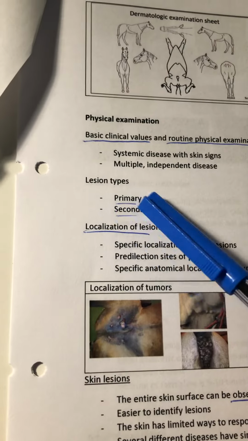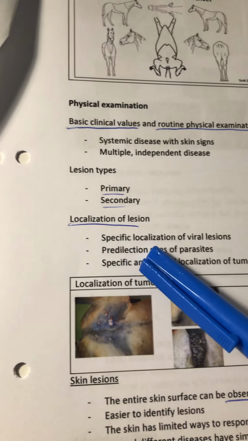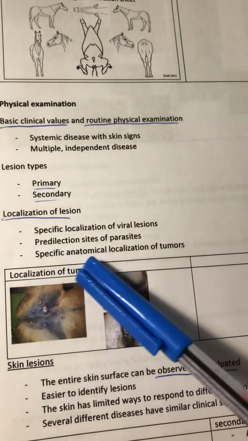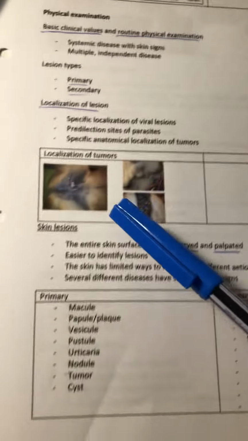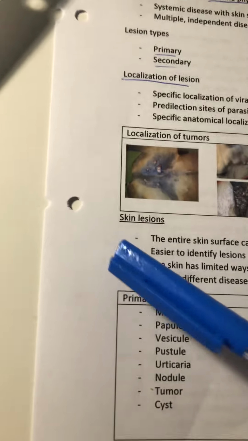So the physical examination: you get your basic clinical values and do the routine physical examination. And the lesion types, you have primary and secondary, and the localization of the lesions. So specific localizations for viral lesions, the predilection sites of parasites, and specific anatomical localizations of tumors, which are around the groin area.